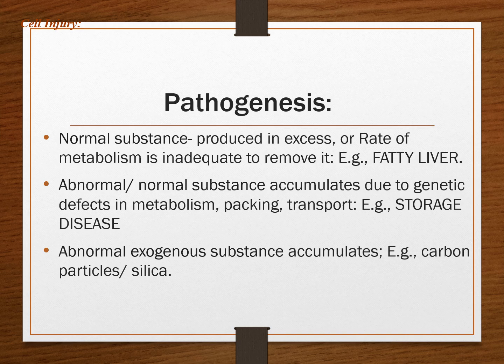So, pathogenesis of intracellular accumulations. Normal substances, if they are produced in excess or if rate of metabolism is inadequate to remove it, then there will be accumulation of that constituent. So, example, fatty liver. Next, abnormal or normal substances accumulate due to genetic defects in the metabolism or packing or transport. Example, all the storage diseases. Abnormal exogenous substances accumulate. Example, carbon particles or silica.